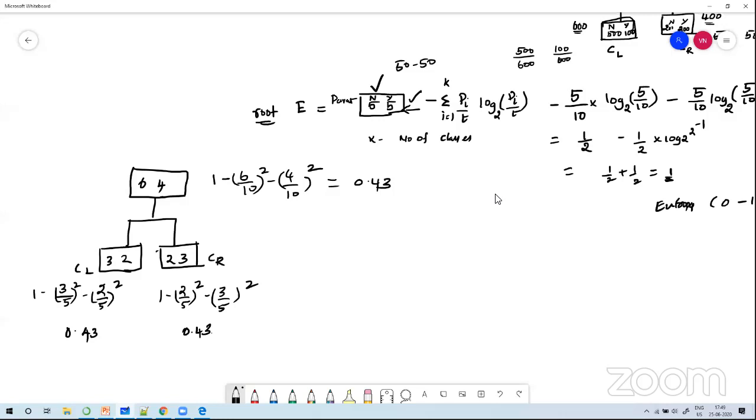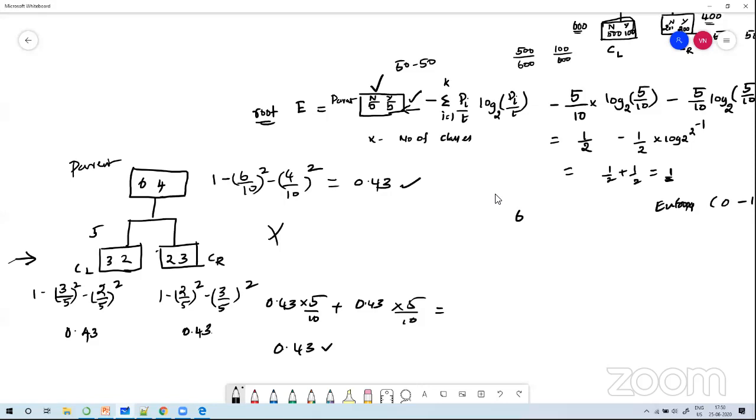Now the resulting Gini at the child level is a weighted average of this. So 0.43, how many observations do we have on the left-hand side? So into 5 by 10. And what do we have on the right-hand side? 0.43 into 5 by 10, which is also going to be 0.43 only. The impurity at the parent node is 0.43 and the impurity at the child node is also 0.43, meaningless. Splitting data like this is not at all informative.